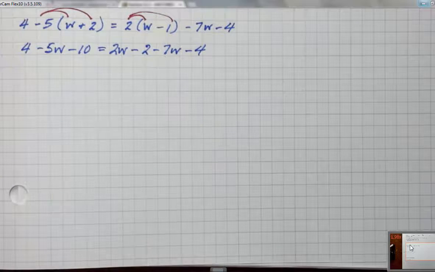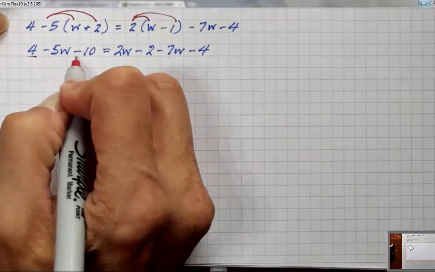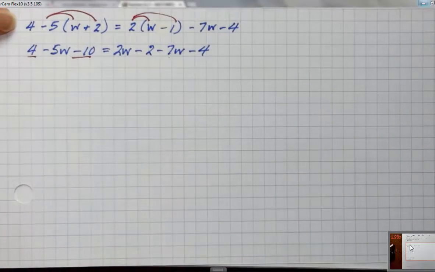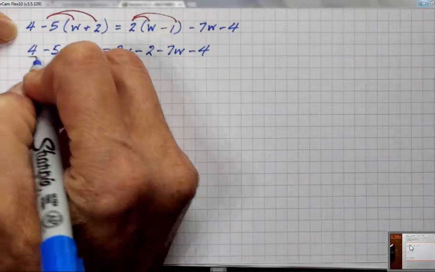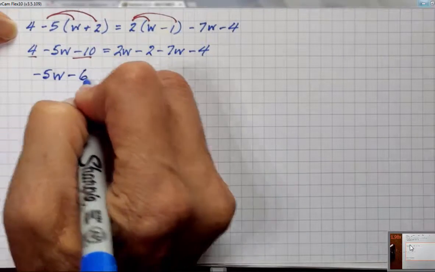Now before I decide to move anything from one side to the other, I want to go ahead and combine like terms. So on the left side, I have like terms with 4 and negative 10. So combining those two together, I end up with negative 5w, and then 4 minus 10 is minus 6.